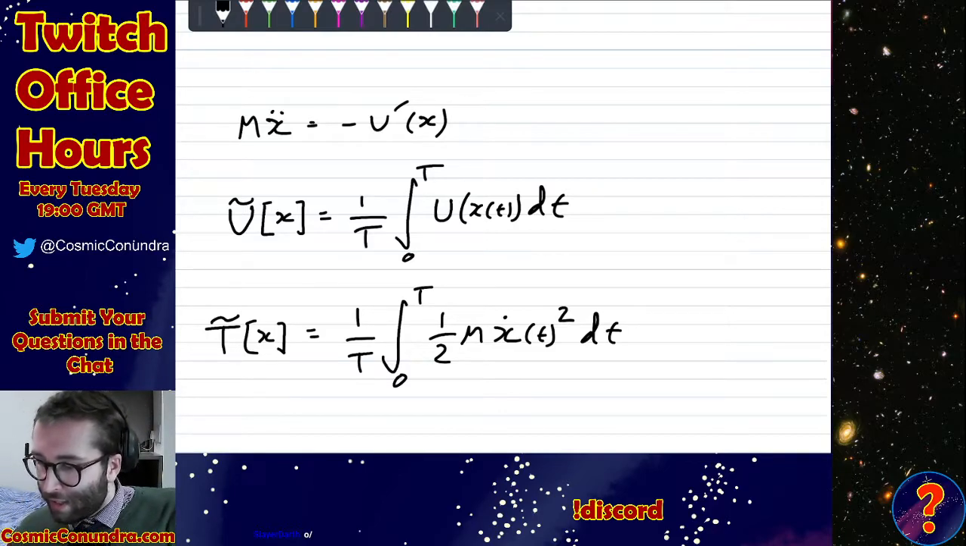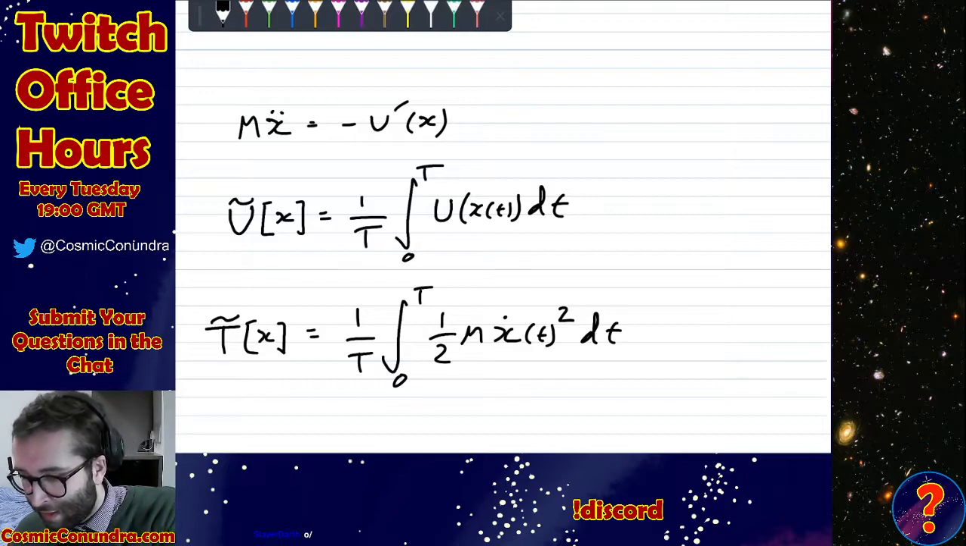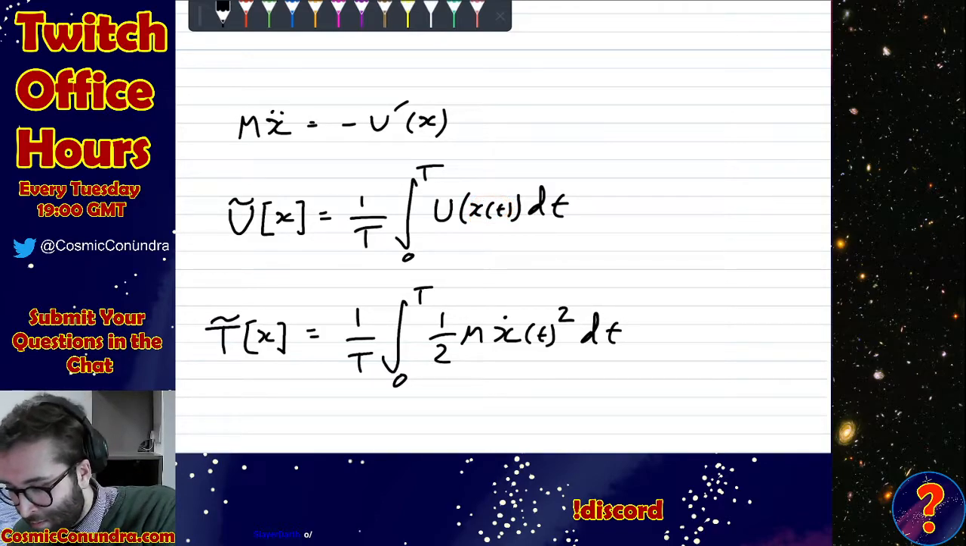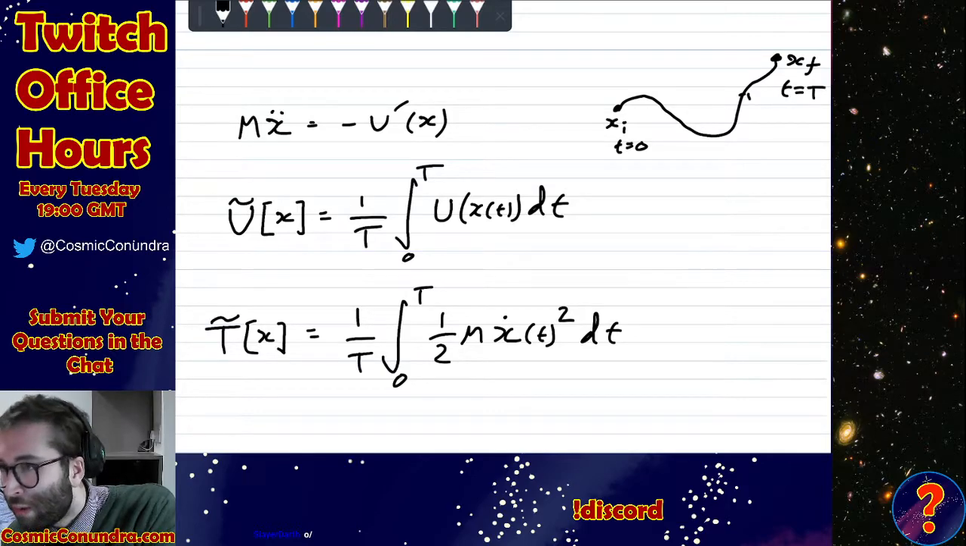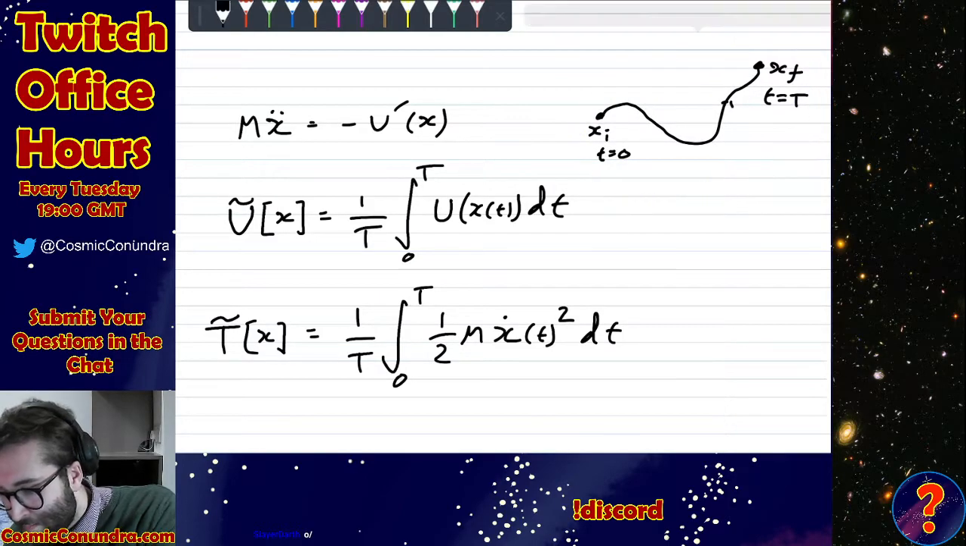And now we can think about deforming the path of the particle. So x of t, as I've written it here, is the path the particle takes. Say the particle starts off here at x initial at t equals 0, and it takes some path through space to reach x final, which is at t equal to capital T. Oh, that's going to get cut off a bit, isn't it? Okay. So x of t is what parameterizes this path.